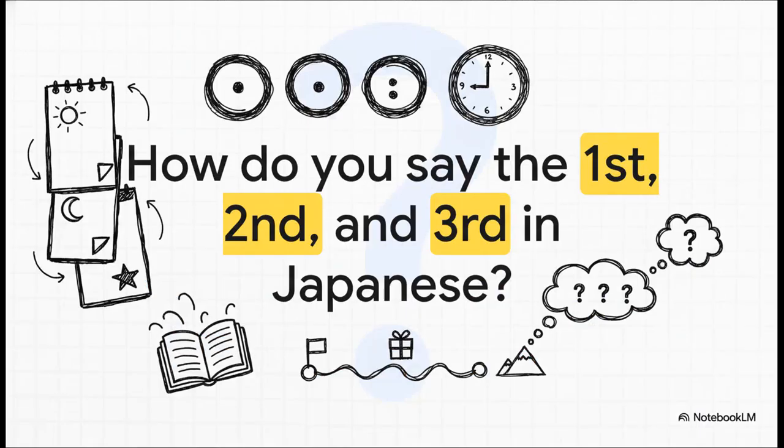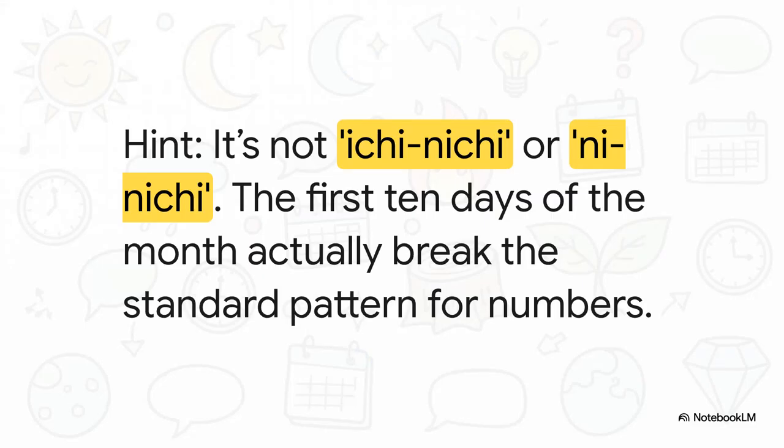All right, let me ask you something right off the bat. You probably know the numbers 1, 2, 3 are ichi, ni, san. So logically, how would you say the first, second, and third day of the month? Go ahead, take a guess. If you guessed ichi-nichi, ni-nichi, san-nichi, well, that would make sense, but nope, that's not it. The first 10 days of the month completely break that pattern, and honestly, it's where a ton of people get stuck. But don't you worry, we are going to make this all make sense.